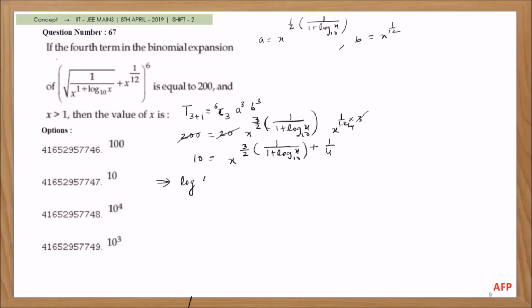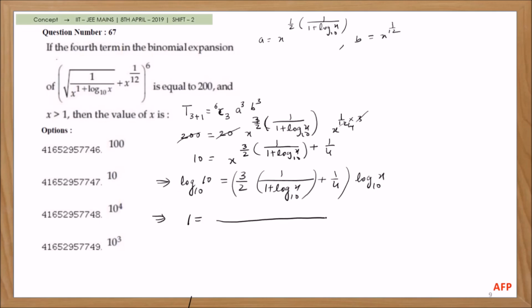So now we will apply log to the base 10 on both sides. So this power will become multiplication, whole into log x to the base 10. Okay, so now here we have 1 here. So now we have LCM. So it is 4 into 1 plus log x to the base 10. So here we are supposed to multiply 6 here plus 1 plus log x to the base 10. So here log x to the base 10. Okay, so this is what we are having here.